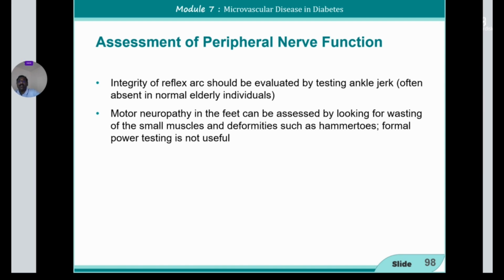if the ankle jerk is lost, then definitely it is of severe grade. Motor neuropathy in the feet can be assessed by looking for the wasting of the small muscles. I have shown you one picture. So loss of the interossei, and deformities such as the hammer toes, I showed you. A form of power testing is not used.